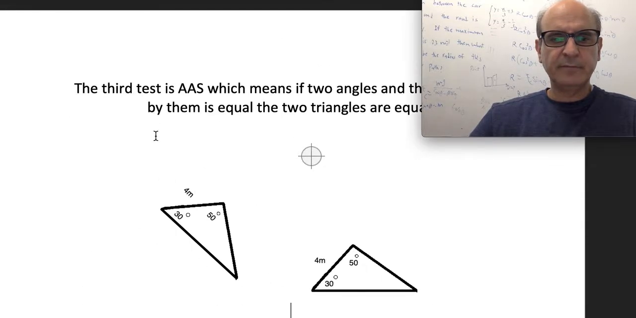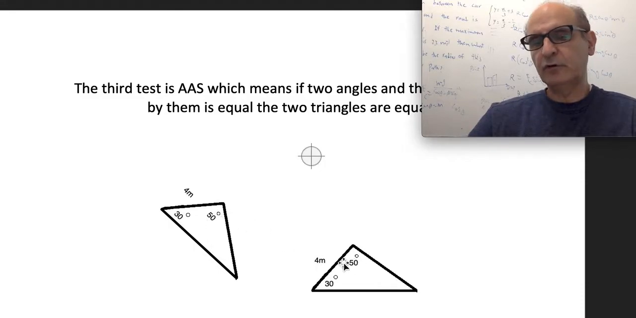Next one is when you have two angles from two triangles that are equal and the side which is shared by those angles is equal. So for instance here, I have this triangle and this triangle. I want to see if they are congruent. I look at this angle, which is 50 degrees, and this angle is 50 degrees. So I have one pair of equal angles.